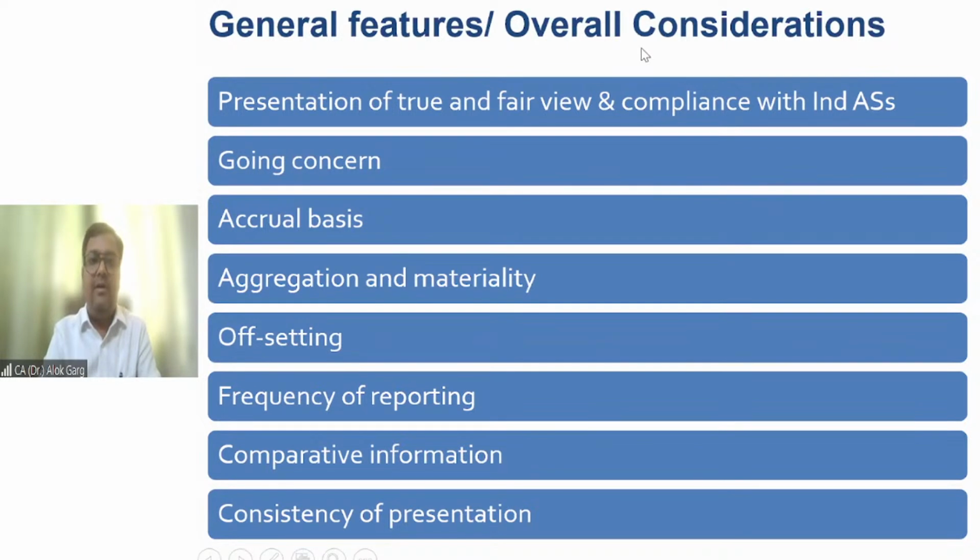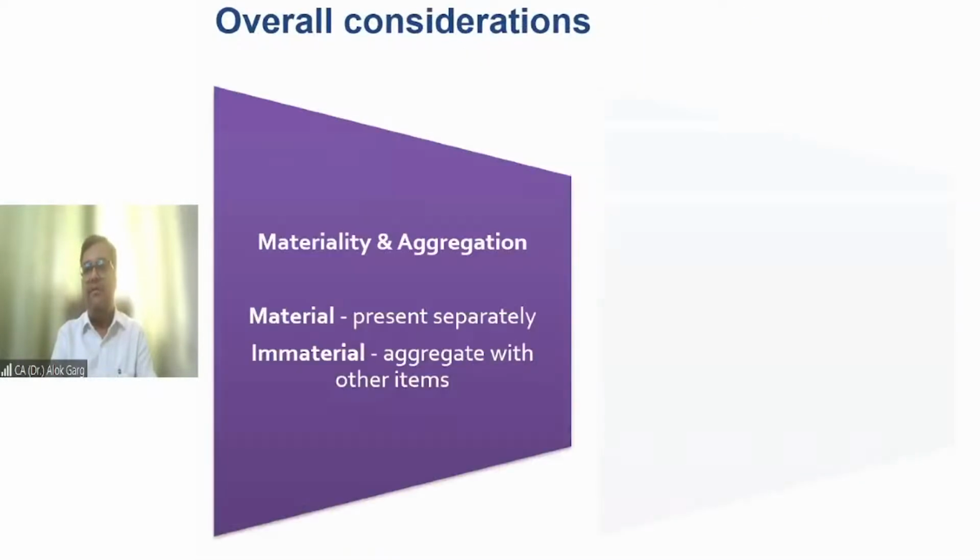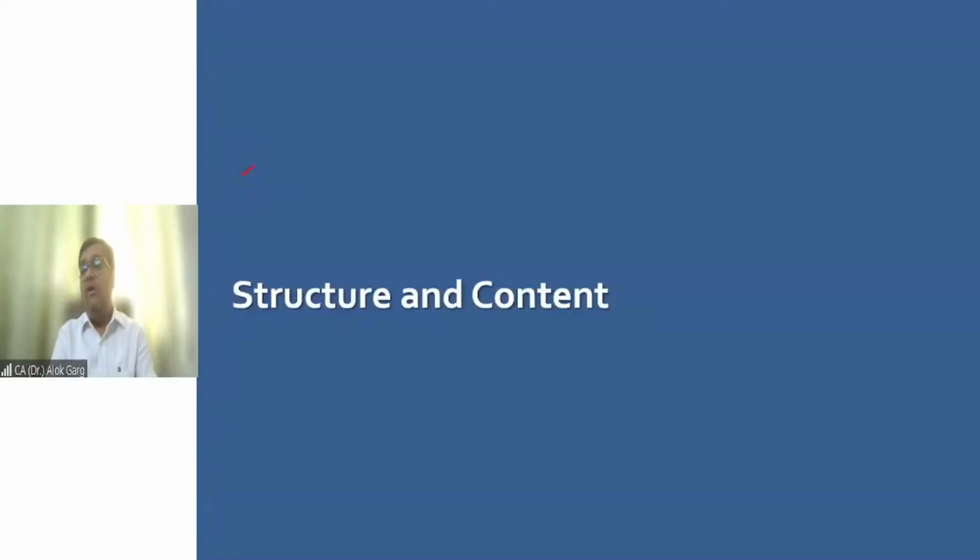So friends, with this, we have discussed the general features or overall considerations of preparation of financial statements, where we have covered the presentation of true and fair view, going concern, accrual basis, aggregation and materiality, offsetting, frequency of reporting, comparative information, and consistency of presentation. We have discussed all these areas, right? So these are the minimum requirements, key features, minimum discipline required for the preparation and presentation of the financial statement. Now, friends, we discussed the overall considerations or features of the financial statement. Let's move to the structure and content, right? Before that, let me know if you have any questions, if you have any issues.